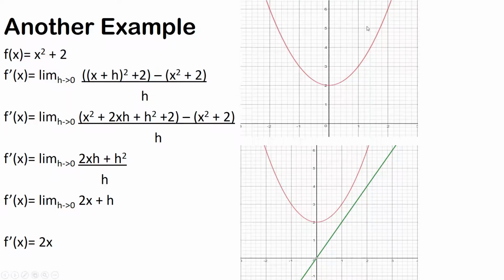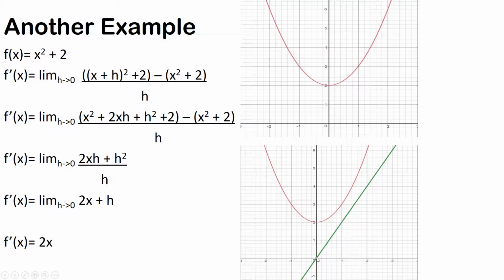So now let's take a look at the picture. x squared plus 2 looks like this. Now let's continue on. So we have f prime is equal to the limit as h approaches 0 of 2xh plus h squared all over h. And now we've got f prime of x is equal to the limit as h approaches 0 of 2x plus h. Now as h equals 0, that term becomes 0, so that means the derivative of the function x squared plus 2 is equal to 2x, and this is what the line would look like.